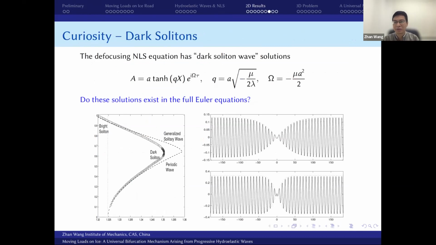Okay, so the next question is, can we find dark solitary waves? Because the analysis in deep water is defocusing, which predicts the existence of dark solitary waves. The answer is yes, we can find dark solitary waves in the full Euler equations. The dark solitary wave bifurcates from infinitesimal periodic waves, exists in the supercritical regime, and also features a turning point. After the turning point, the solution becomes generalized solitary waves until it reaches the bifurcation point. After that, it becomes a bright soliton.